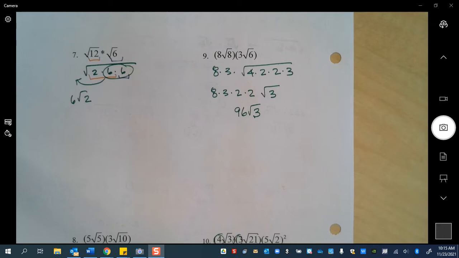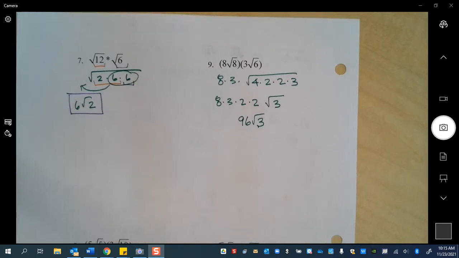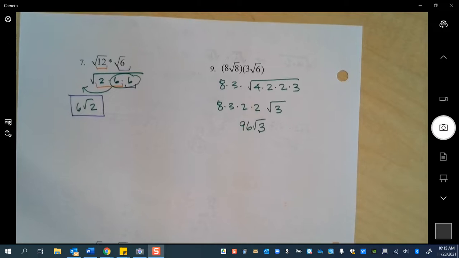Now, there's more than one way of doing this. If you want to do it another way, that's fine. As long as you end up with this simplified value, you're good.